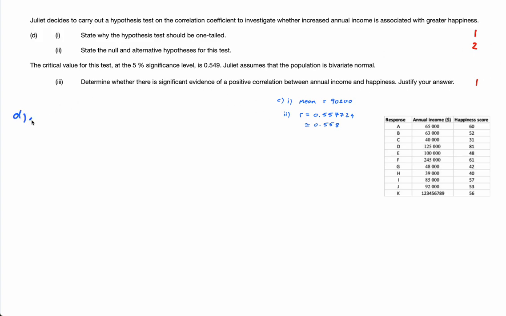Now the hypothesis test, well, first it says state why it should be one-tailed. So it's one-tailed because she's testing that there is positive correlation, not that there's any correlation. So if it was two-tailed, it would be just that there's positive correlation or negative correlation. But she's just testing for positive correlation, so that's all we need to write. State why it should be one-tailed, because she is only testing for positive correlation.